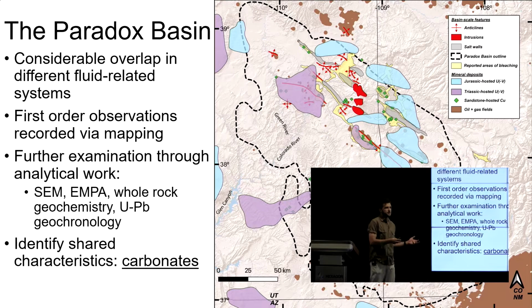To compare these deposits, we look at shared characteristics, and as it turns out, within these different deposit types there's an abundance of carbonate minerals associated with the mineralization that serves as a basis to compare and contrast these things.